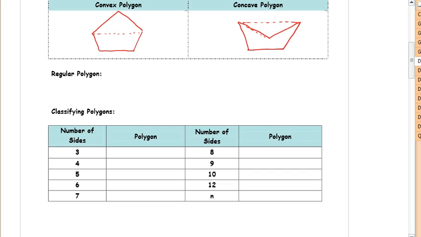Okay. A regular polygon, think about what the word regular is, you know, he's regular size, he's normal size, whatever. Regular polygon would mean a polygon with all sides being congruent. Okay, so every single side is the same.